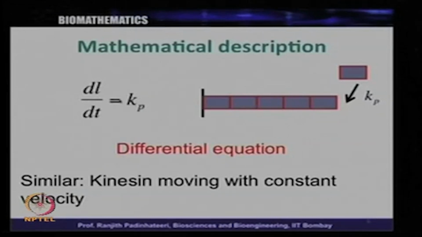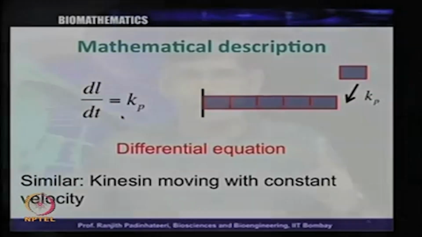As we see, the more the Kp, the more the change in length will be. Because Kp and dl are directly proportional, if you increase Kp, the change in length will increase even if you keep dt constant. In other words, let us take dt as 1 second and assume Kp is 1. So, dt is 1, Kp is 1. Let us write it down here.